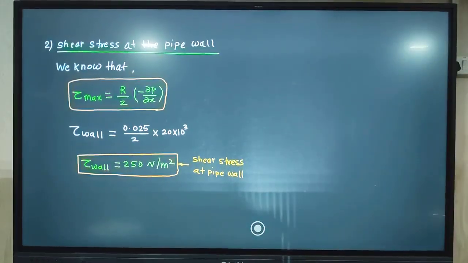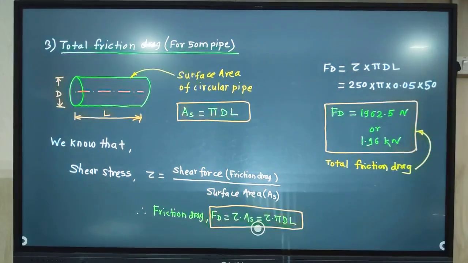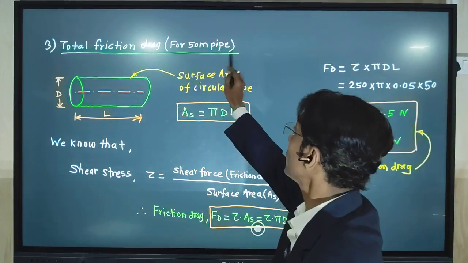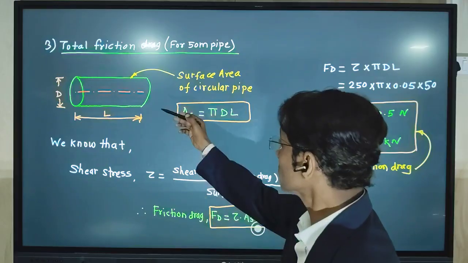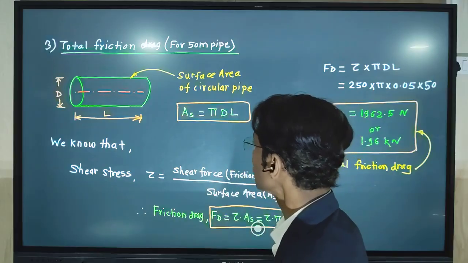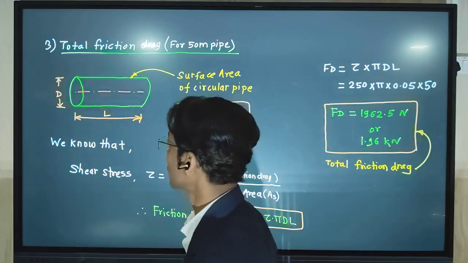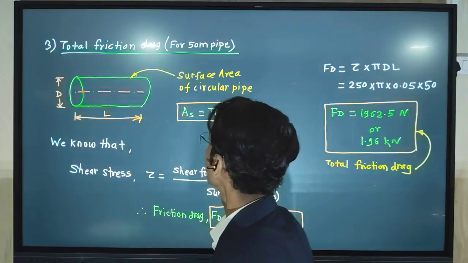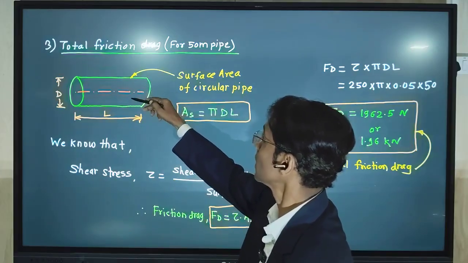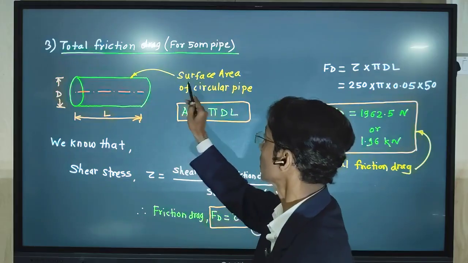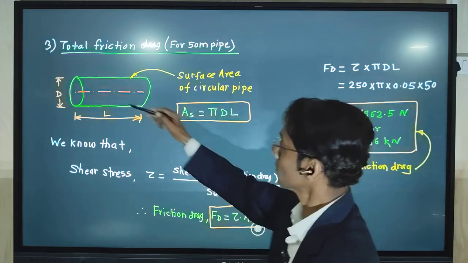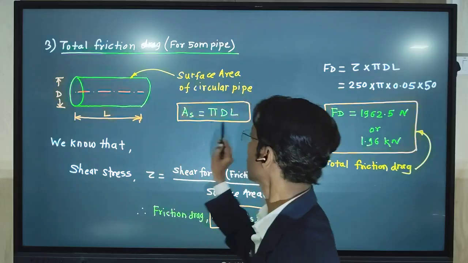Now the next, that is third parameter asked, is a total friction drag for 50 meter length of pipe. So let us use a diagram for the clarification of the use of data. So here this is a pipe with a diameter capital D and a length L. Now here first of all we have to calculate surface area, because surface area is used in calculation of shear stress. So surface area for circular pipe means this lateral area is what? Pi d, that is the circumference of this pipe into length capital L.